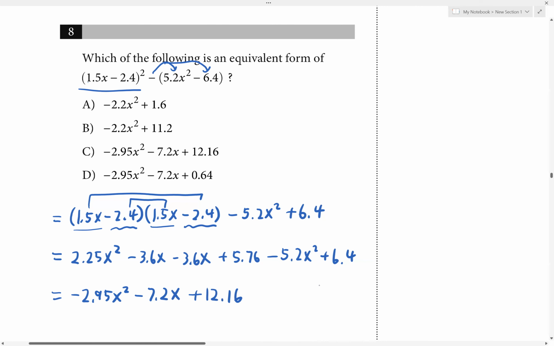And that's as far as we can go, right? So that should be our final answer for this one, which is letter C for question 8.